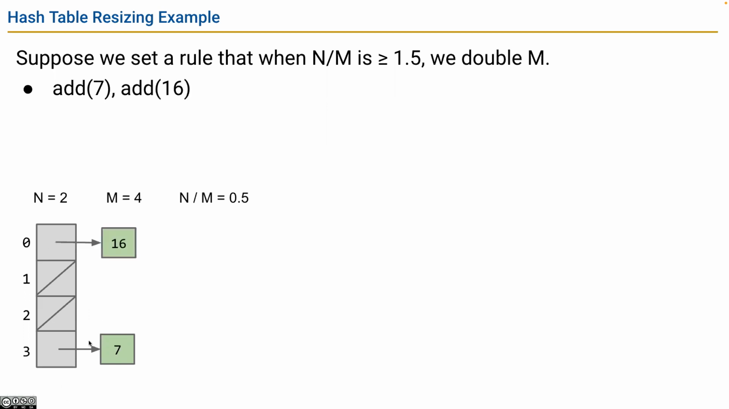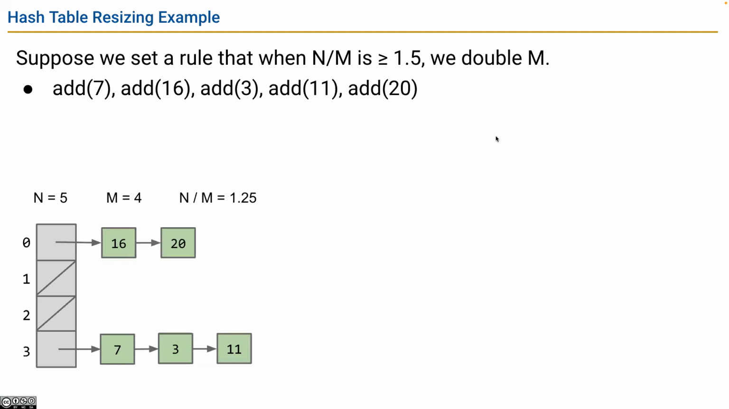Next, I add 16. 16 mod 4. It's a multiple of 4, so it must be 0. n is 2, m is 4. Next along comes 3. 3 mod 4 is 3. Next is add 11. 11 mod 4 is also 3 because it's 4, 5, 6, 7, 8, 9, 10, 11. Then we add 20. And this is where, in an array deck, we would have had to resize because we're out of room, but here we're creating lists, so that's fine. n over m, our load factor, is up to 1.25.